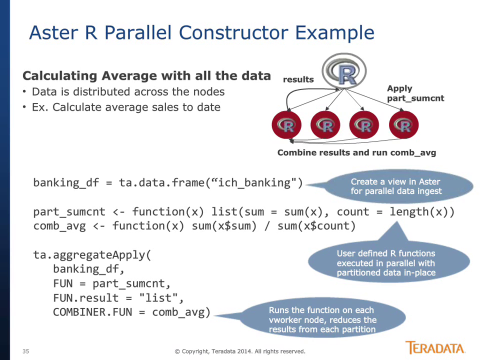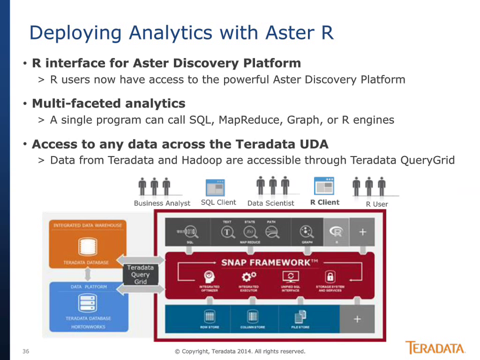Now, another key part to understand is that this is all within that SNAP framework. And Teradata Query Grid, which you see right next to the SNAP framework, is really important because it lets you map into Teradata, Hadoop, and various other databases so that you can map it once, create a virtual view, and then simply create a data frame and start to analyze that data. The query grid will take care of accessing that data and pulling it over for you.